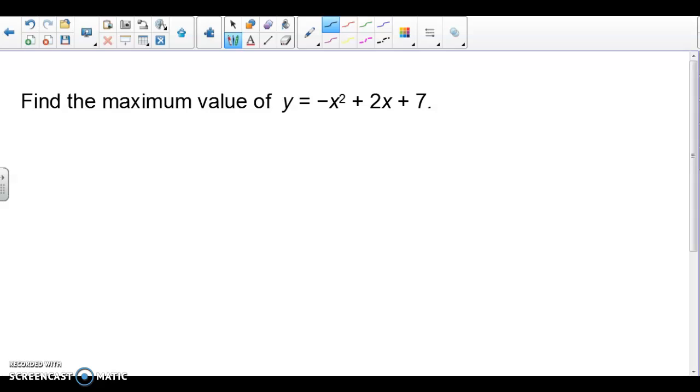So for this next one here, we have a little bit of a different issue going on, and that is the negative in front of here. We're going to take care of that in just a second, but the first thing I want to do again is move the c value. So first I'm going to subtract 7 from both sides. And on the left-hand side I'll have y minus 7. And over here I'll have -x squared plus 2x.